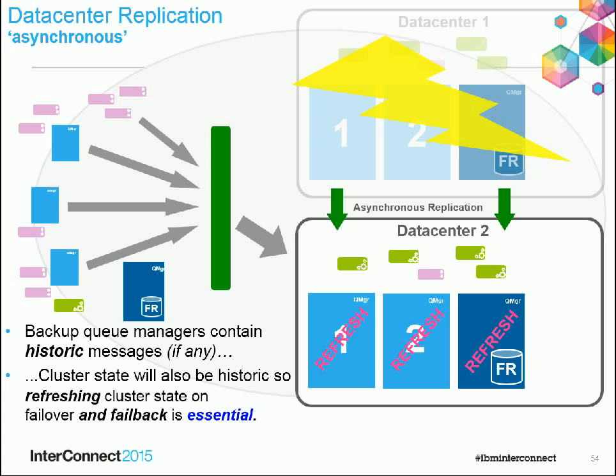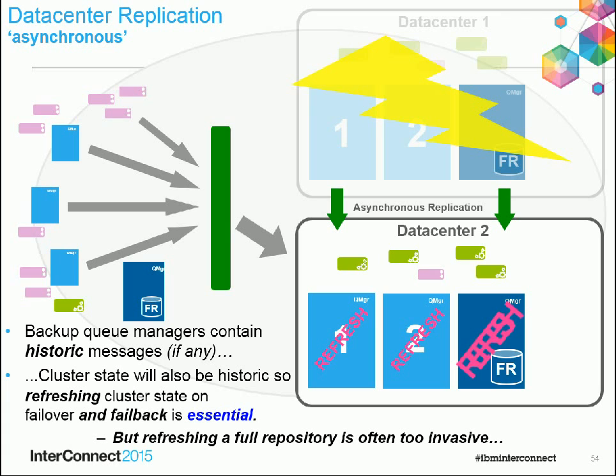Now, in the picture as we've got drawn here, we've got a full repository that's failing over. Now, with a full repository that fails over, with asynchronous replication, you've still got to do this refresh. If you've got to do a refresh on a full repository, that's effectively destroying everything it knows. So you've really lost the benefit of having a full repository there, because it's going to start afresh. It's going to go back to sort of day one, not know anything about the cluster, and have to learn all over again.